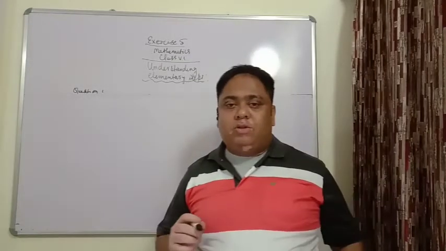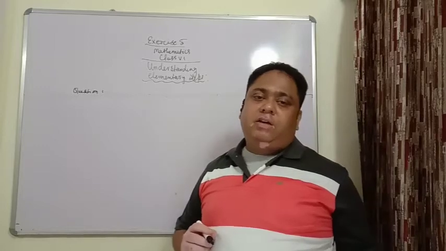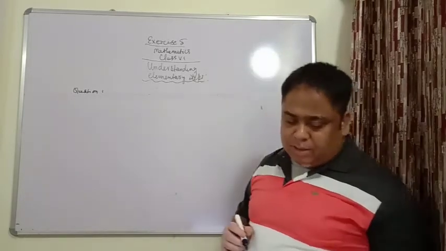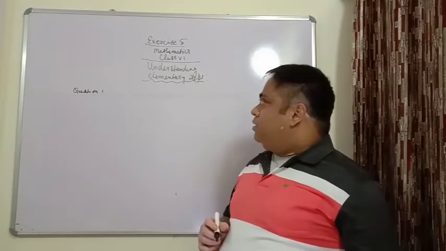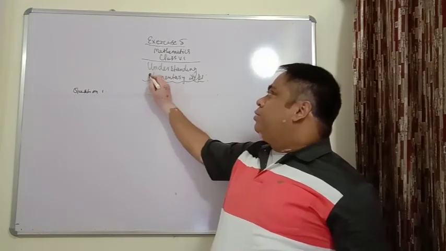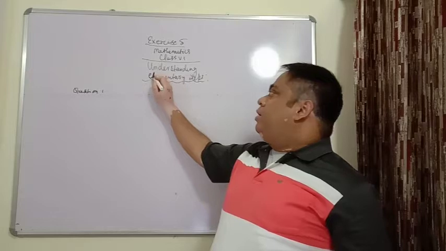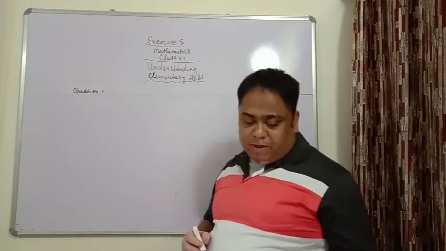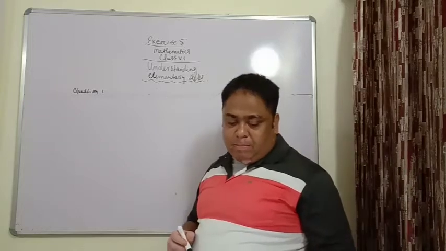Good morning, students. We will be solving exercise 5 of the NCERT book of mathematics of class 6, and the name of the chapter is Understanding Elementary Shapes. Hope this is visible to you all. So, question number 1 says, what is the disadvantage of comparing line segments by mere observation?